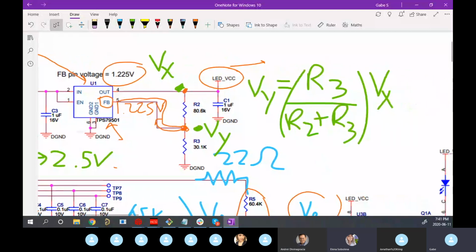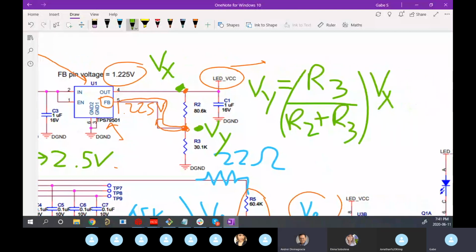A good way to remember that is just the voltage across R3 will be the R3 resistance over the total resistance, right? So exactly what you said. So using this equation, we know Vy now, right? It's given to us as 1.225 volts from here, right? Do you agree?